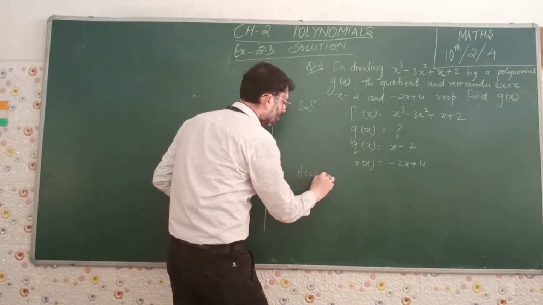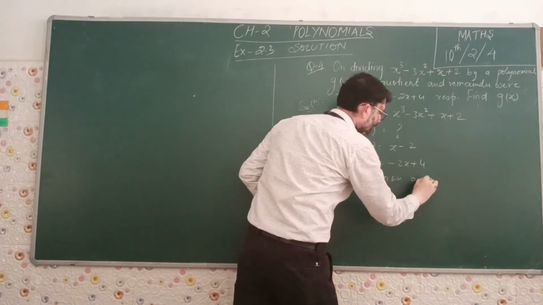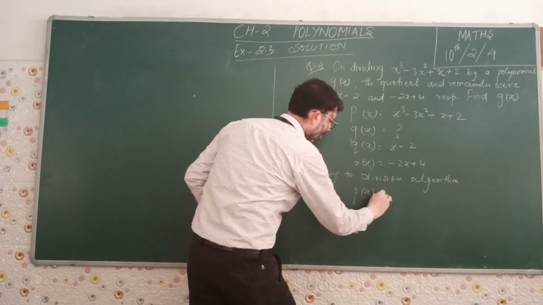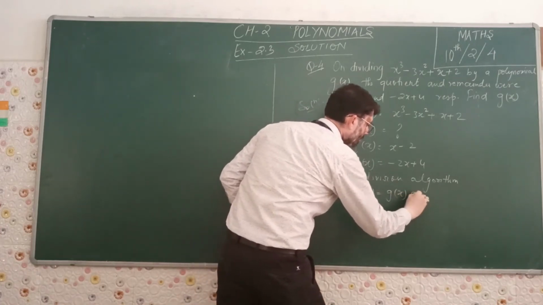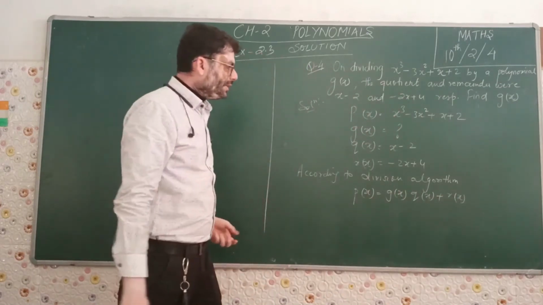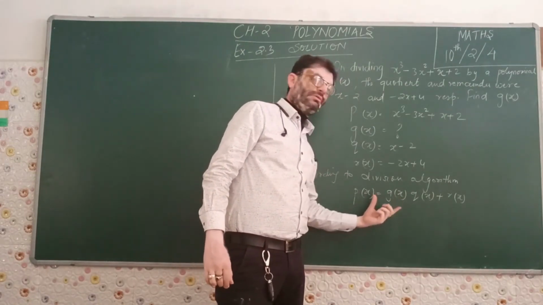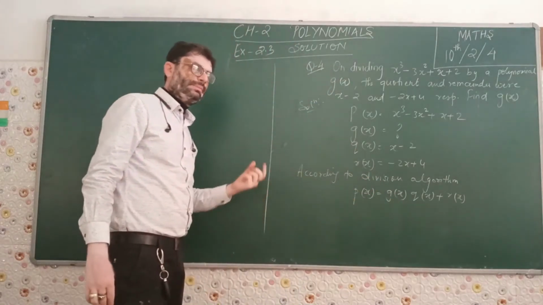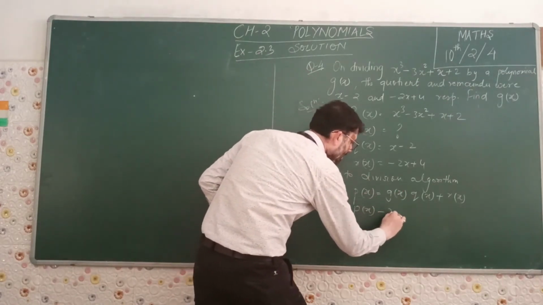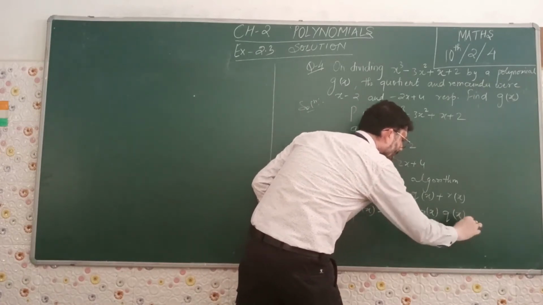So according to the division algorithm, p of x is equal to g of x into q of x plus r of x. We need to find g of x. So let us solve this equation by simple equation as we used to solve in the previous classes for finding x. So we can write this one as p of x minus r of x is equal to g of x into q of x.